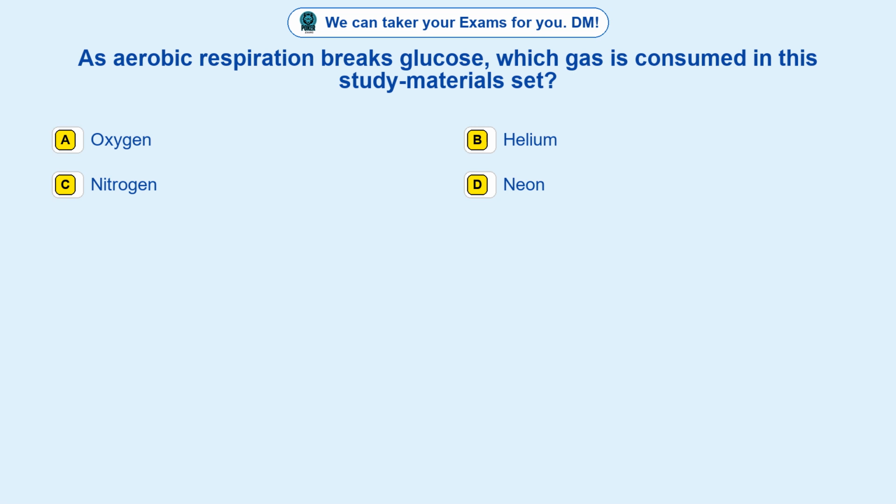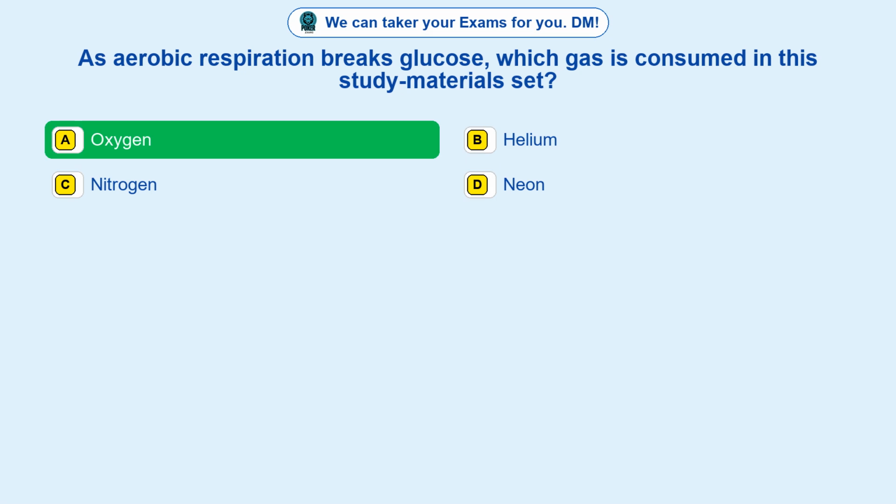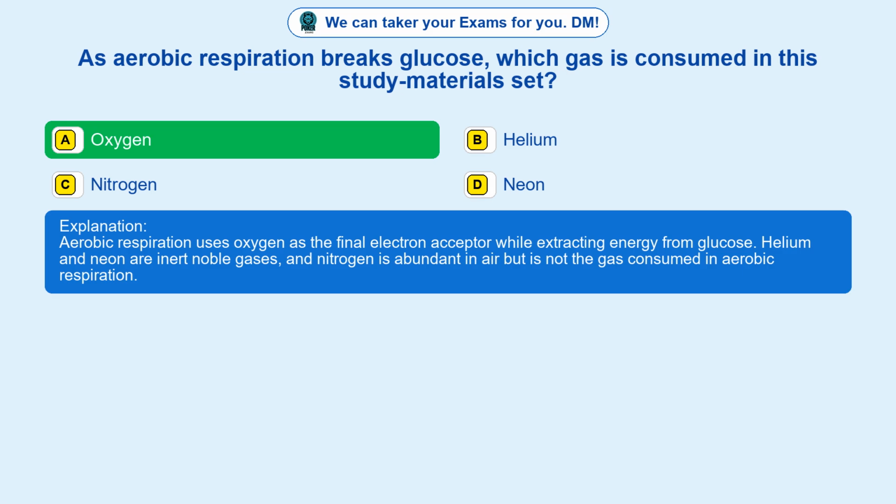Question 23. As aerobic respiration breaks glucose, which gas is consumed in this study material set? Option A, oxygen. Option B, helium. Option C, nitrogen. Option D, neon. The correct answer is option A. Oxygen. Aerobic respiration uses oxygen as the final electron acceptor while extracting energy from glucose. Helium and neon are inert noble gases, and nitrogen is abundant in air but is not the gas consumed in aerobic respiration.